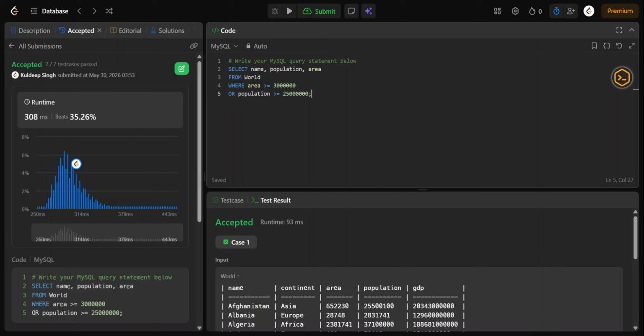So yeah, guys, this was the complete explanation of the big countries problem. I hope you understood the concept clearly.